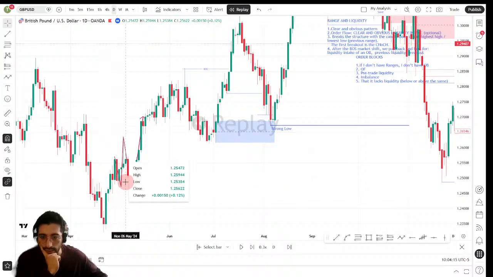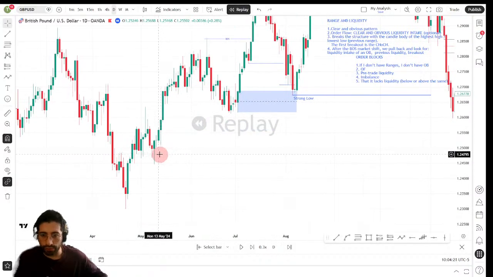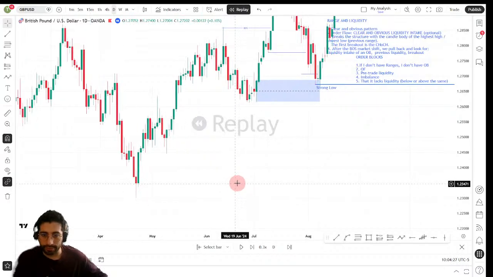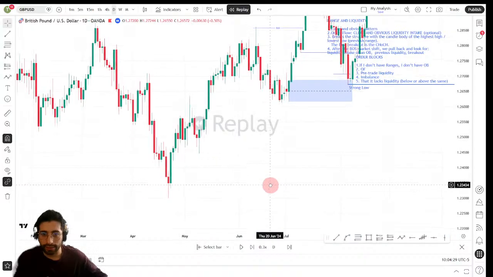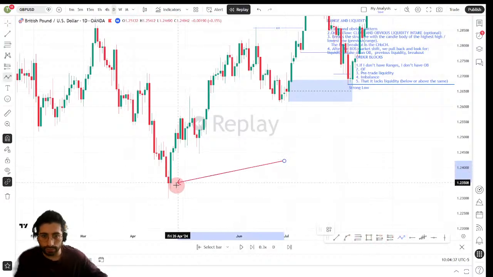Not at all, right? Not at all. So we would force the pattern, and that's not right, right? So if this is not the strong low, we have to watch for the next one, which is this one.